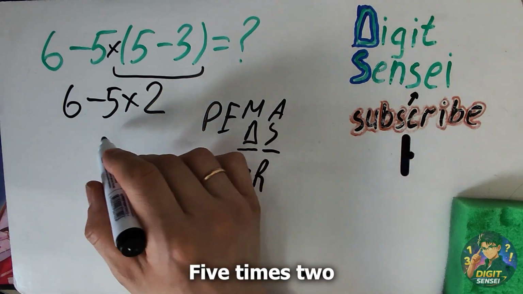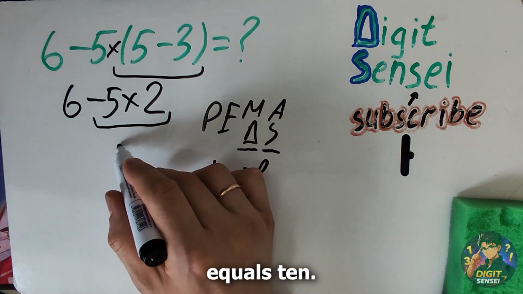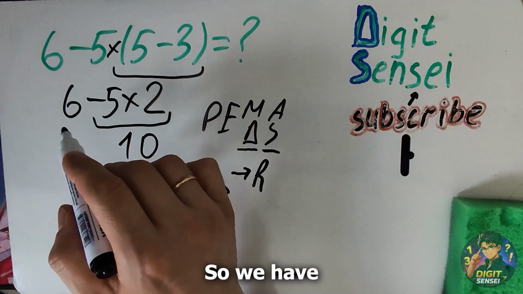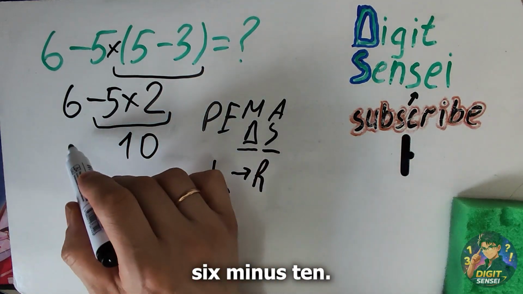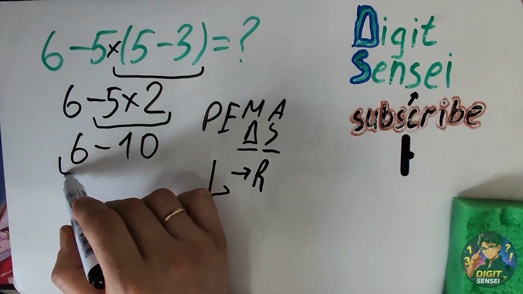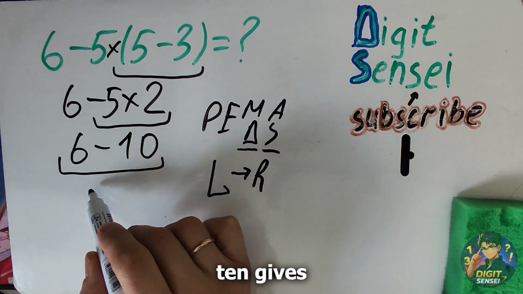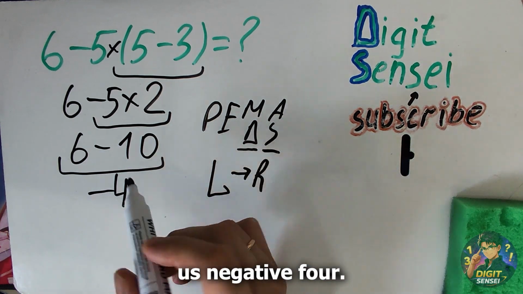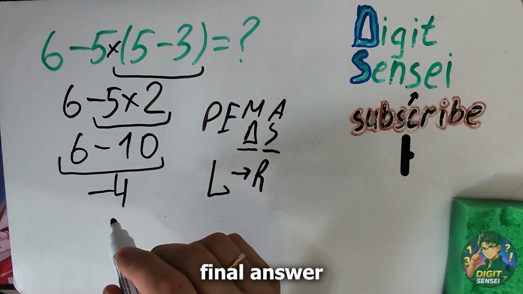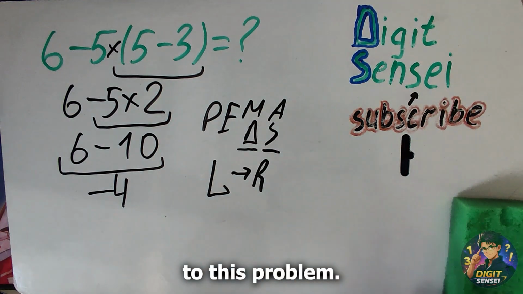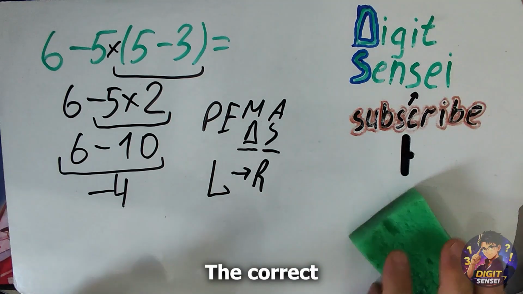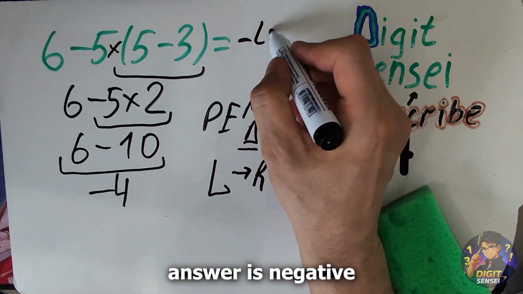5 times 2 equals 10. So we have 6 minus 10. 6 minus 10 gives us negative 4. And this is our final answer to this problem. The correct answer is negative 4.